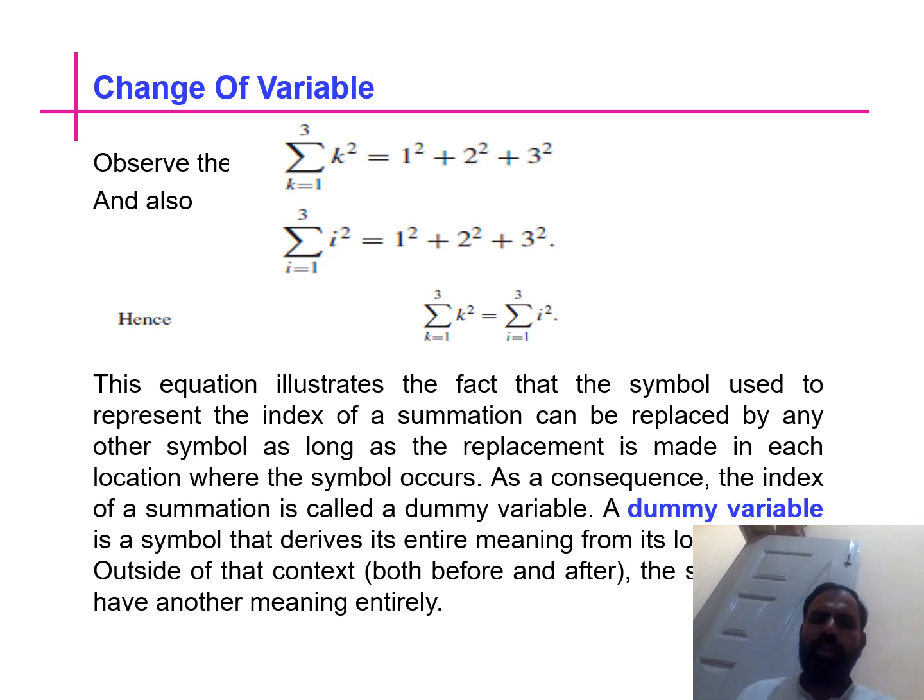This equation also illustrates the fact that the symbol used to represent the index of a summation can be replaced by any other symbol as long as the replacement is made in each location where the symbol occurs. As a consequence, the index of a summation is also called a dummy variable. A dummy variable is a symbol that derives its entire meaning from its context, so outside of that context, before and after, the symbol can have another meaning entirely.